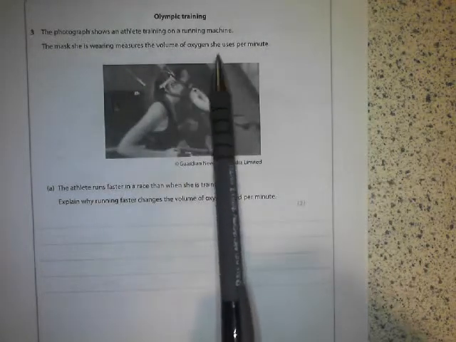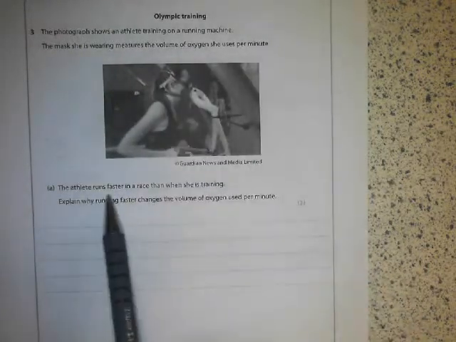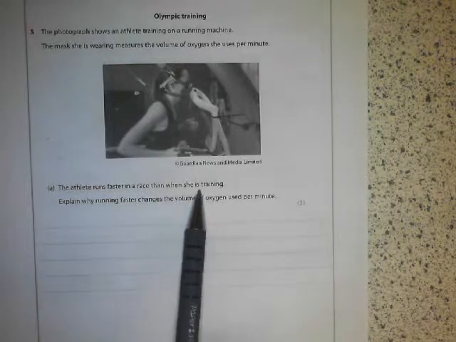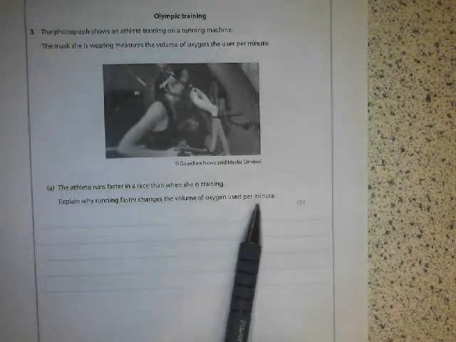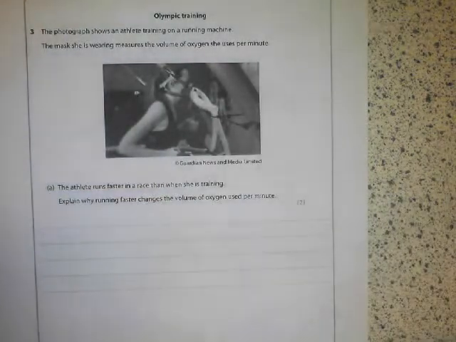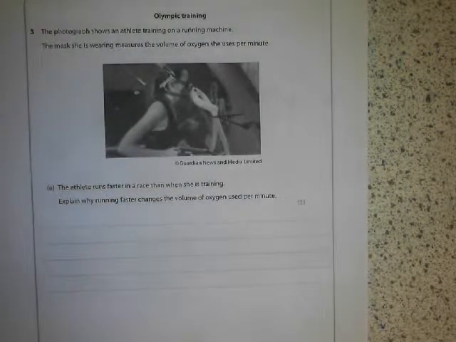Athlete training on a running machine. A mask is used where he measures the volume of oxygen she uses per minute. The athlete runs faster in a race than when she is in training. Explain why running faster changes the volume of oxygen per minute. So when you're running, why do you need more oxygen? That is what it's asking you. Okay? So, it's 2 marks again.